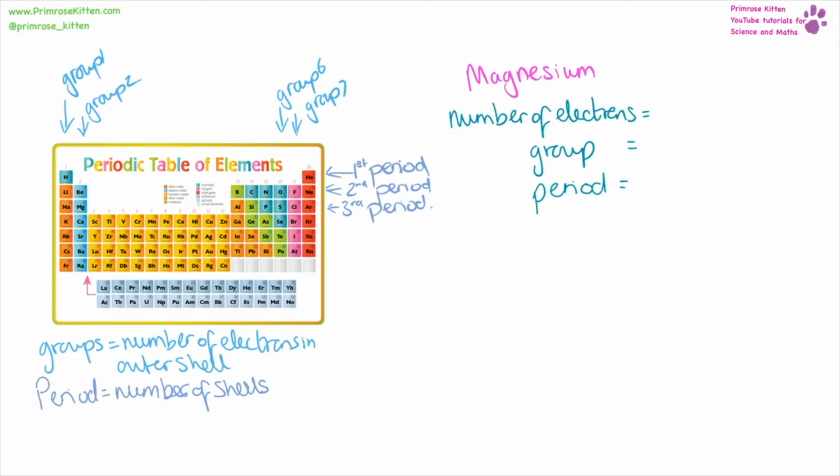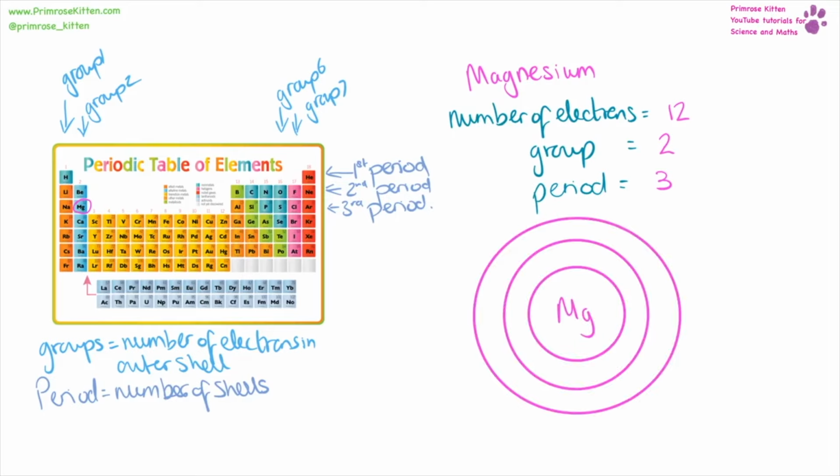And we can use this information to tell us about the electronic configuration. Here we have magnesium. Here is magnesium on the periodic table, and we can see that the number of electrons it has is 12. It is in group 2, and it is in period 3. So that tells us it has 12 electrons in total. It has 2 electrons on the outer shell because it's in group number 2, and it has 3 shells because it is in period number 3.